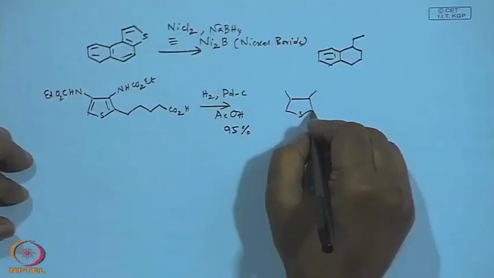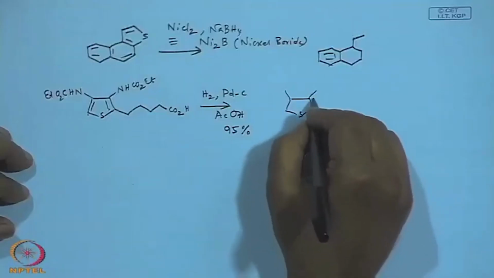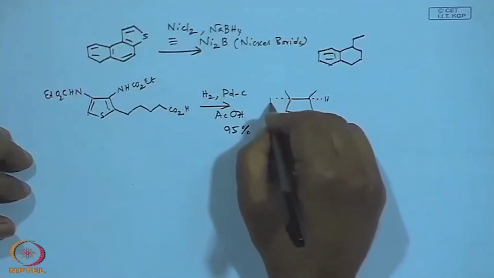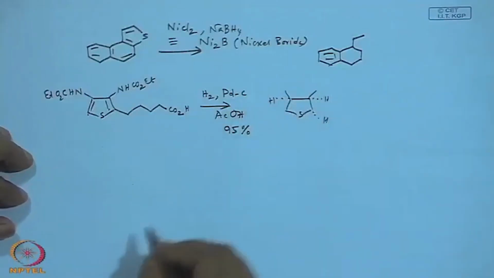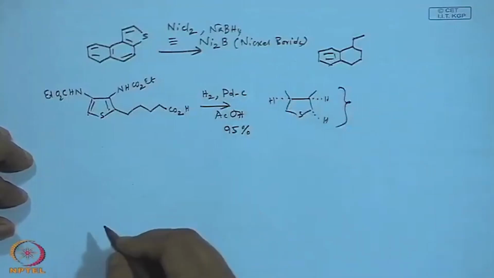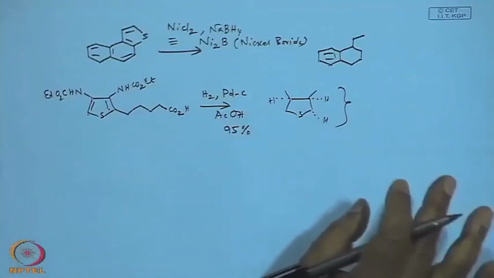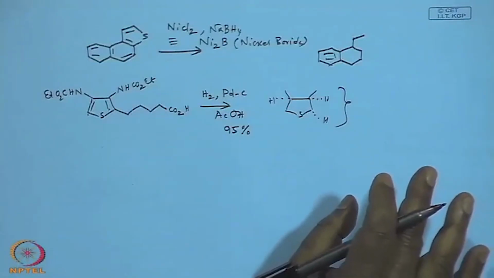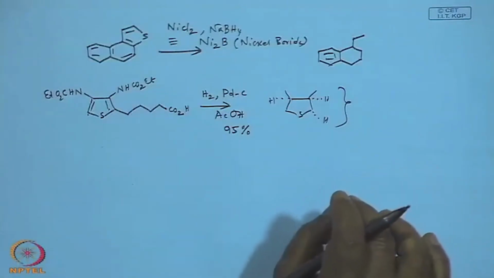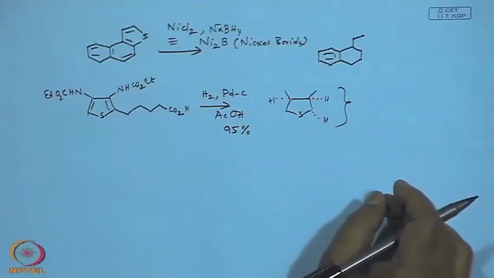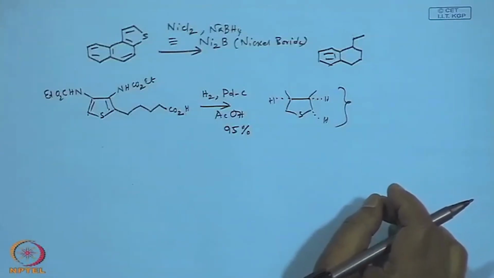Raney nickel can knock off the sulfur, but here the product that would be formed is this, and all the added hydrogens are cis, with the rest remaining as it is. When I write the bracket, it means the rest of the things are as they are. Okay. So, sulfur is not knocked out by the use of palladium.